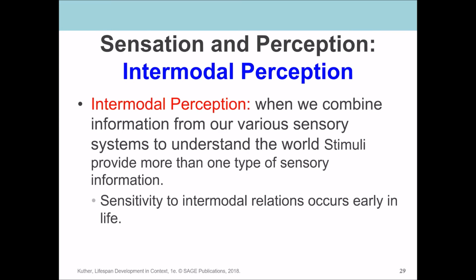Intermodal perception is when we combine input from our various sensory systems to understand the world. So what we see, what we taste. Think about taking a bite of an apple. You're not just perceiving it through one sense: you're hearing the crunch of the apple, you're tasting the sweetness of the apple, you're smelling the apple, right? You put all of these sensory stimuli together in order to really perceive your world as a whole.